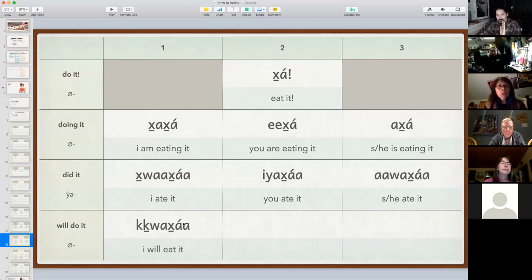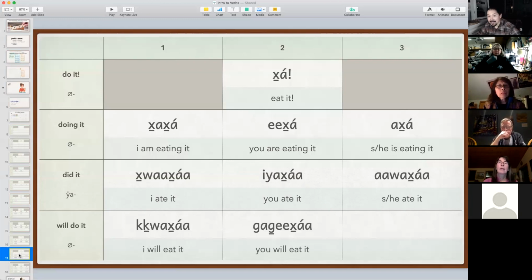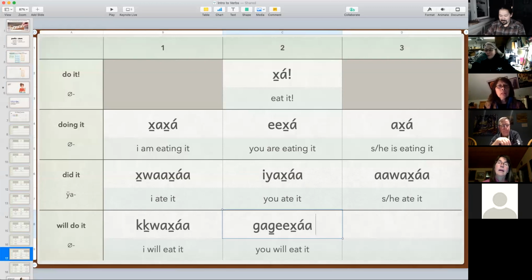All the futures will be long and high. You will eat it. Kukicha. Yeah, kakicha or kukicha. I don't know if I got room for it. I don't have room for it. It's okay.